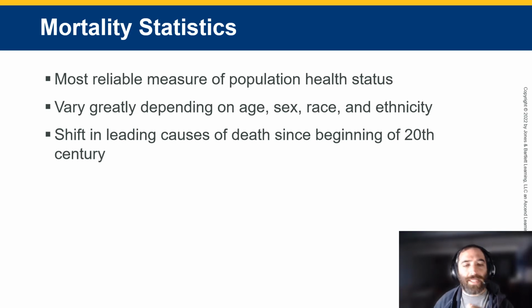All right, mortality statistics. This is the most reliable measure of population health status. Again, mortality statistics are going to be how many people died in a certain year. And it varies greatly depending upon age. That wouldn't be a surprise, but sometimes it crops up in ways that we wouldn't necessarily expect. So for instance, mortality statistics are higher in Florida than they are in Colorado, right? Now you might say, wow, what's so deadly about being in Florida?